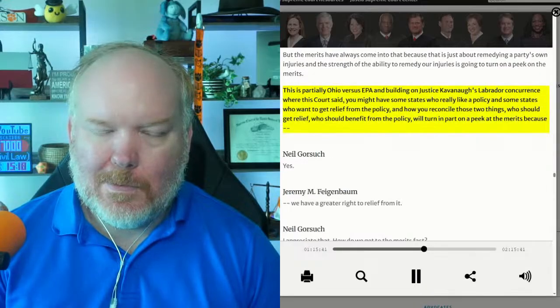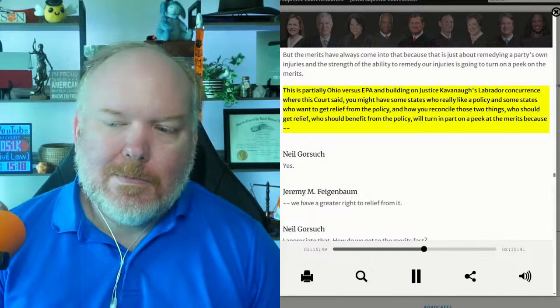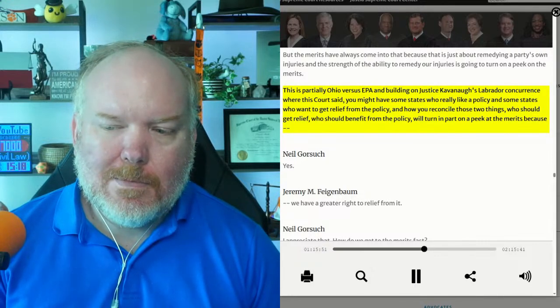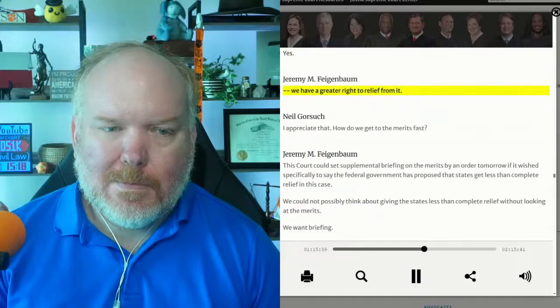This is partially Ohio versus EPA and building on Justice Kavanaugh's Labrador concurrence, where this court said you might have some states who really like a policy and some states who want to get relief from the policy, and how you reconcile those two things, who should get relief, who should benefit from the policy, will turn in part on a peek at the merits because we have a greater right to relief from it.